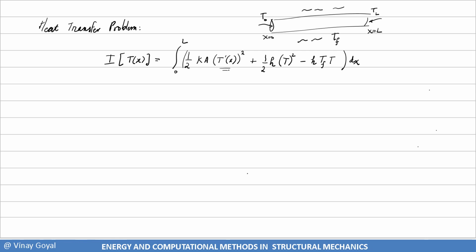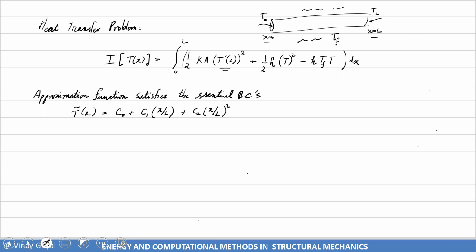Somehow I have to make sure that the approximation function satisfies the essential boundary conditions. So I have to make that happen. So T tilde of x, and since I have two essential boundary conditions, it has to satisfy both. So let me leave one open for now. C naught plus C1 x over L plus C2 x over L squared, and figure out how I can make that happen.